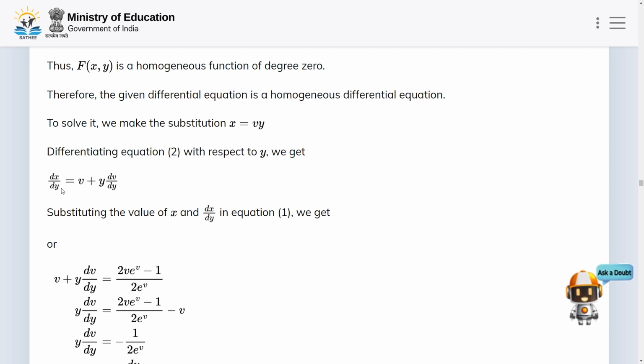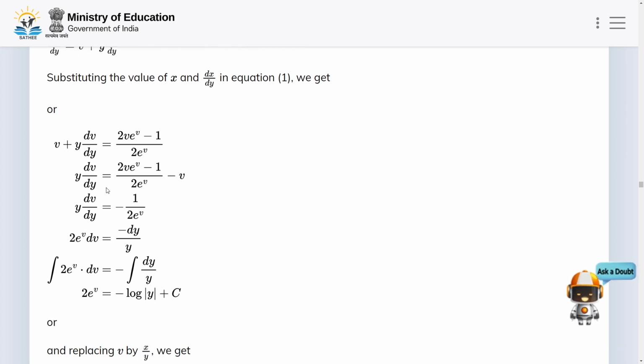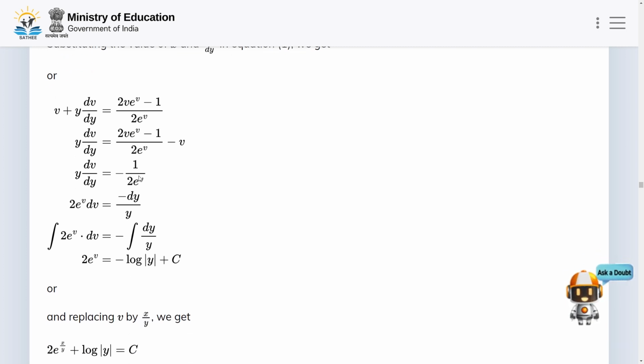Put dx by dy in equation 1. So differentiate this with respect to y. You will get dx by dy is equal to v plus y multiplied by dv by dy. Now after substituting dx by dy in this form, you will get v plus y dv by dy is equal to (2v e power v minus 1) divided by 2 e power v. Now rearrange some terms, cross multiply. You will have 2 e power v dv is equal to minus dy divided by y. Now integrate both sides.